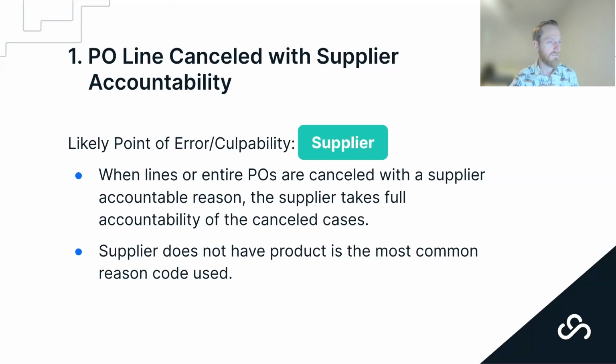So this is a common root cause, and you definitely want to look out for cancellation or edit reasons when looking at your POs with not in full charges to understand, okay, what reason codes are we picking? And could we have picked something else?